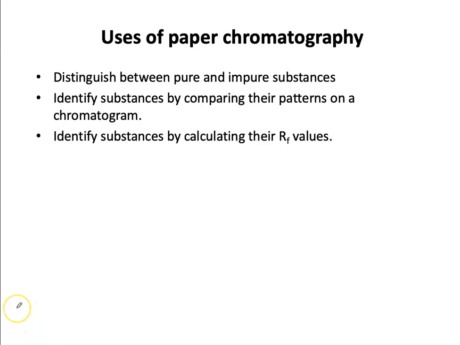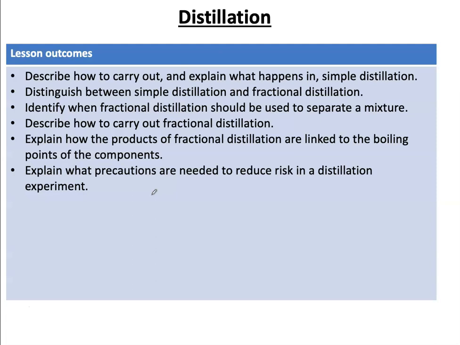Uses of paper chromatography. Distinguishes between pure and impure substances. Identifies substances by comparing their patterns, and identifies the substances by calculating the RF values.